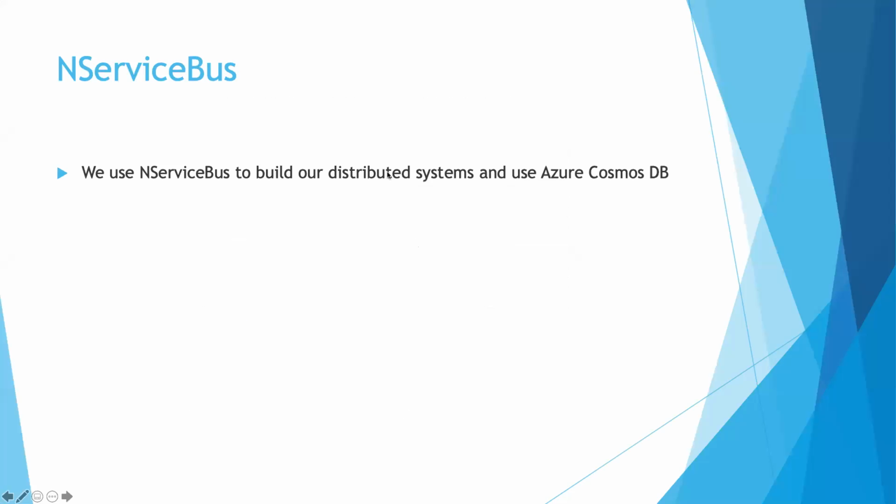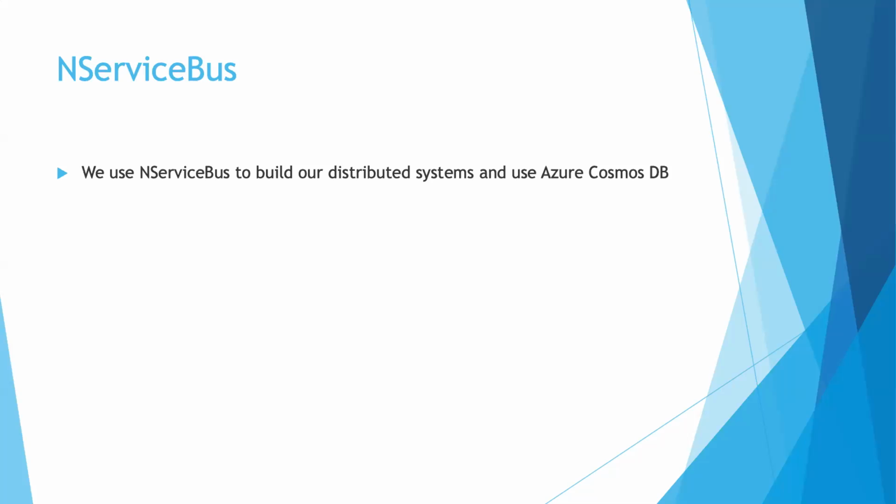Then just switching a little bit to NServiceBus. This talk is about Cosmos DB and NServiceBus, and you'll see how they get linked together. But basically, where I work, we use NServiceBus to write our distributed systems. From enqueuing messages on the bus to handling messages from the bus, we use NServiceBus because it provides us with a lot of handy features that we don't need to implement ourselves. And plus, we use Cosmos DB as well.